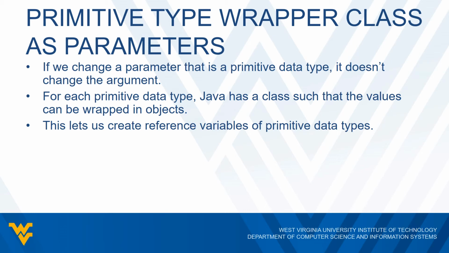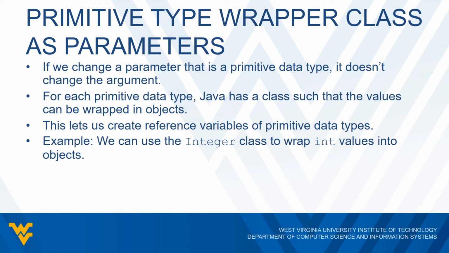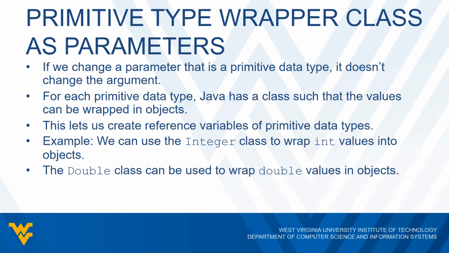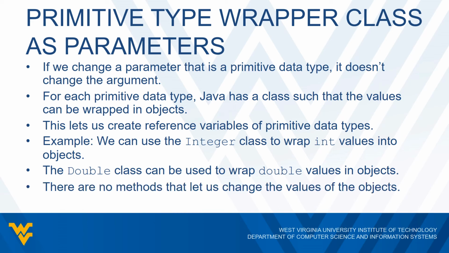You might be thinking, how do we do that? Well, we've already seen one class that does that. Actually, we've seen 3 classes that do that. If you remember, we have the Integer class, and we can use this to wrap integer values into objects. We can do the same thing with doubles. We can have a Double class and use it to wrap double values into objects. That means we take the reference variables associated with these classes and pass them to the parameters. But we're going to get a problem very similar to strings, in that there are no methods in these classes that let us change the values of these objects. So just like with strings, I can pass them, but I can't make any changes.